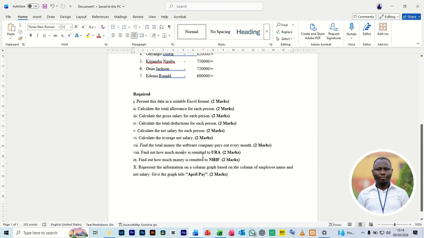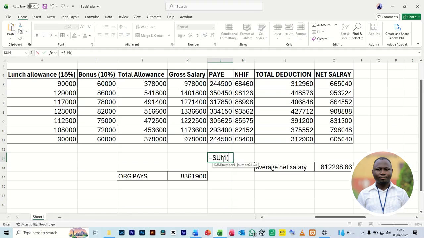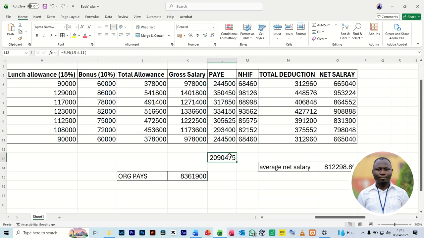Find out how much money is remitted to URA. Okay, that is our payee. Let's come and get the total amount which is remitted to URA. We shall come here to payee. So equal sign sum, open bracket, select that range, close bracket, hit enter. This is the total amount paid to URA. Let me put in bracket, payee, close our bracket. So this is the amount.